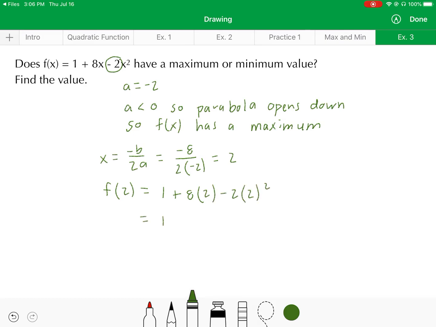All right, so follow order of operations. 2 squared is 4, 4 times 2 is 8. 1 plus 16 minus 8 gives me 9. Okay, so the vertex for this parabola is the point of 2, 9. And the y-coordinate specifically is going to be your max value. Okay, we're focusing on the y-coordinate here because when we're talking about maximums and minimums, we're talking about high and low values, right? Which are controlled by the y-coordinates of your points.